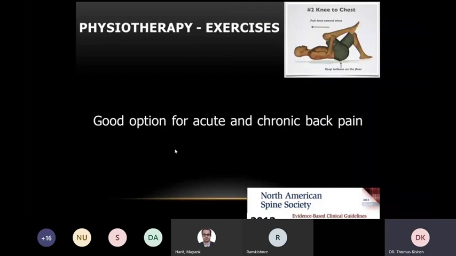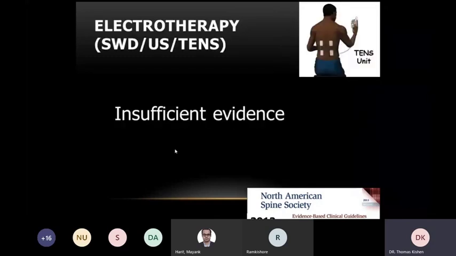Now coming to physiotherapy itself. Back exercises and core stabilization exercises are a good option for neck and back pain, acute and chronic. Regarding electrotherapy, shortwave diathermy, ultrasound, TENS, there is hardly any evidence to say any of these work. Most of the people I work with, at least, I haven't used this for more than 10 to 15 years now. And even physios, when you speak to them, are quite reluctant to use electrotherapy because there is no evidence that it actually helps.